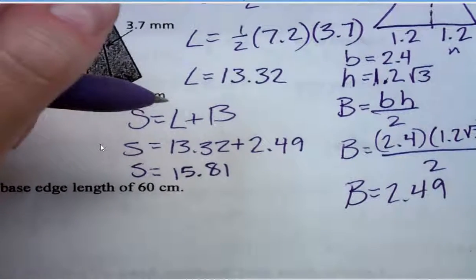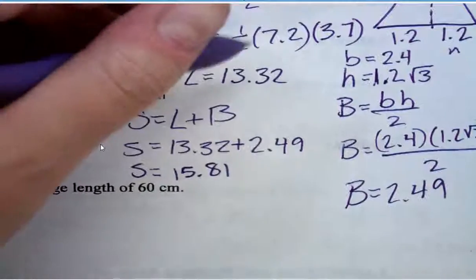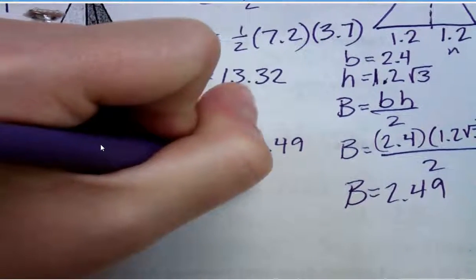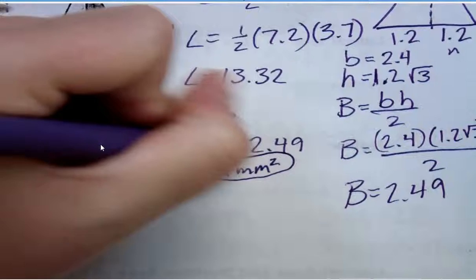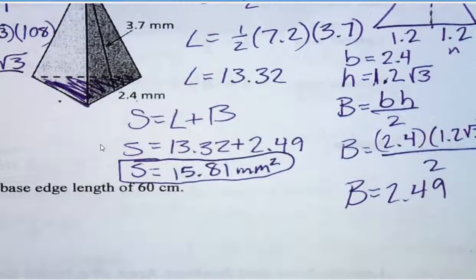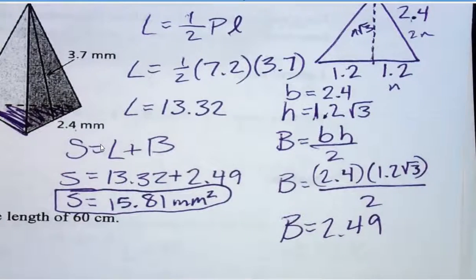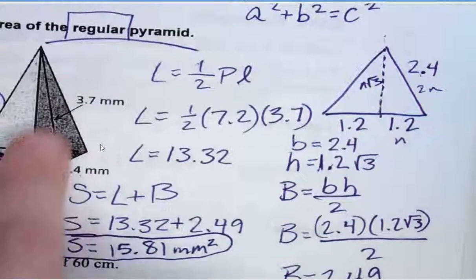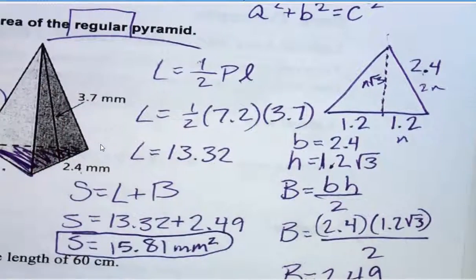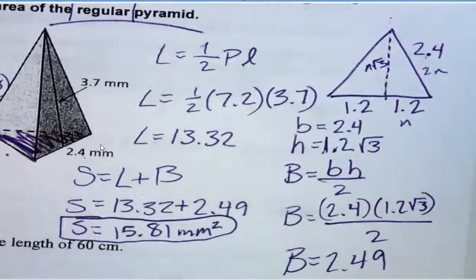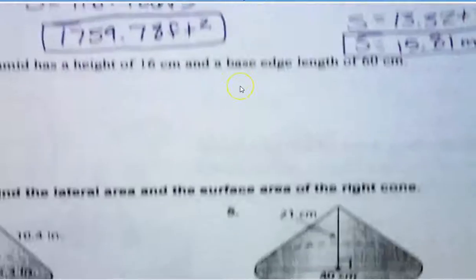Or is it 8.2? I think it's 8.1, right? Okay. You're killing me. There we go. So 15.81. So this entire thing is basically exactly what we did last time, except you're only adding one base. Because last time we would find the lateral area, and then we'd find one of the bases and add two of them. So it's kind of just reinforcement from what we did last time.